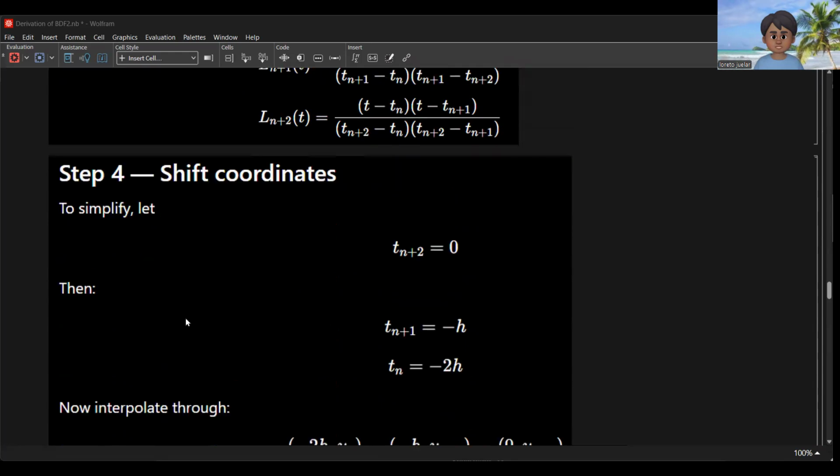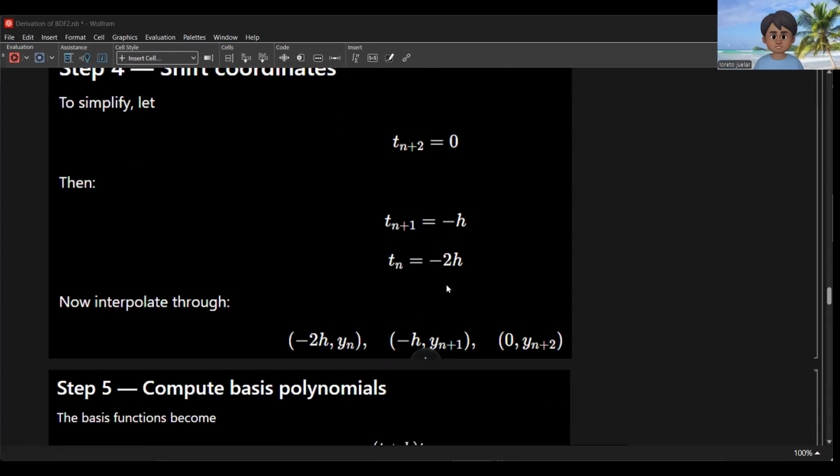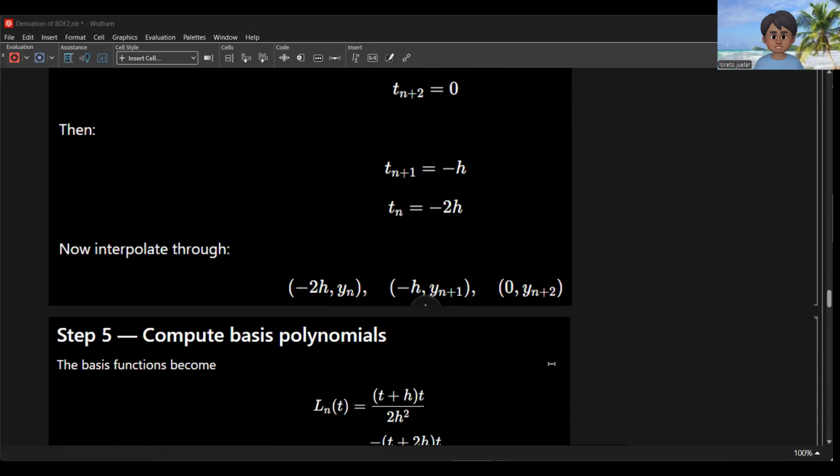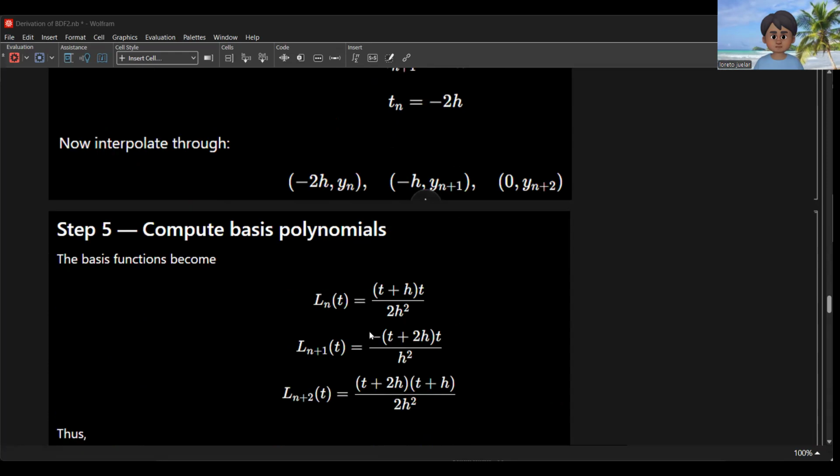To simplify, let t sub n plus 2 equal 0. Then t sub n plus 1 equals negative h, and t sub n equals negative 2h. Now interpolate through negative 2h, y sub n, and negative h, y sub n plus 1, and 0, y sub n plus 2. So compute the basis polynomials here. The basis functions become this.